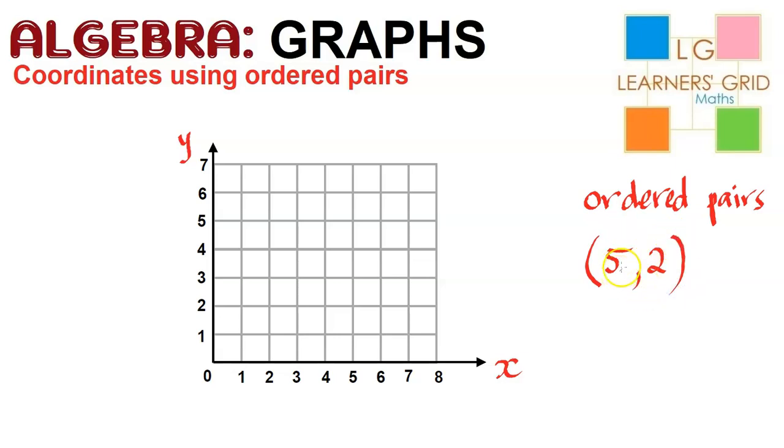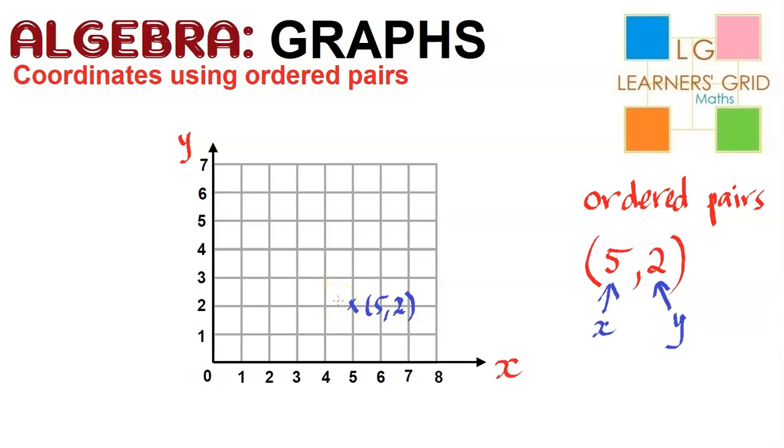So what do those numbers mean? Well, the first number always relates to the x-axis, and the second number always relates to the y-axis. So if I had ordered pairs that said 5, 2, I would move 5 steps along the x-axis. And then, after I've done that, I would move 2 steps along the y-axis. So 5 steps would take me to here along the x-axis, and 2 would take me up to here, and so this would be 5, 2. This is point 5, 2 on the grid.